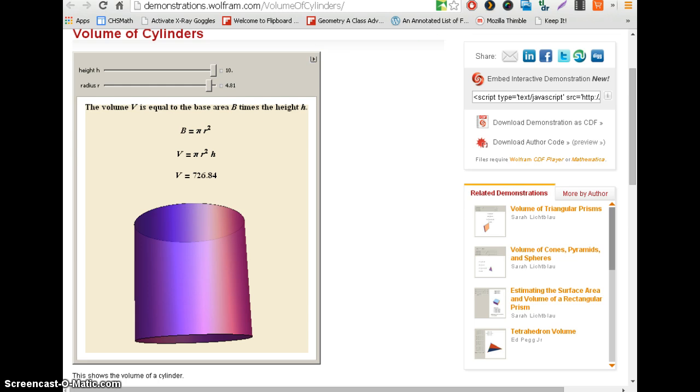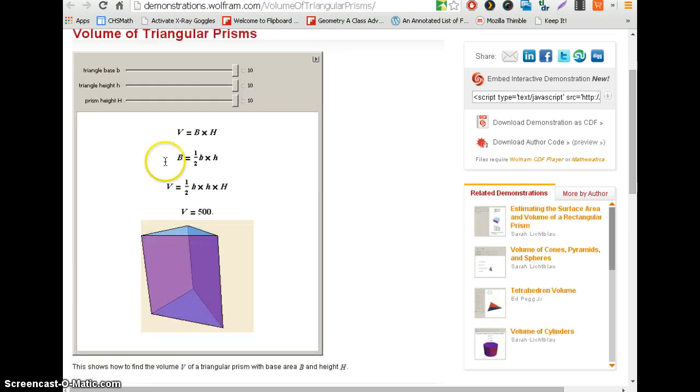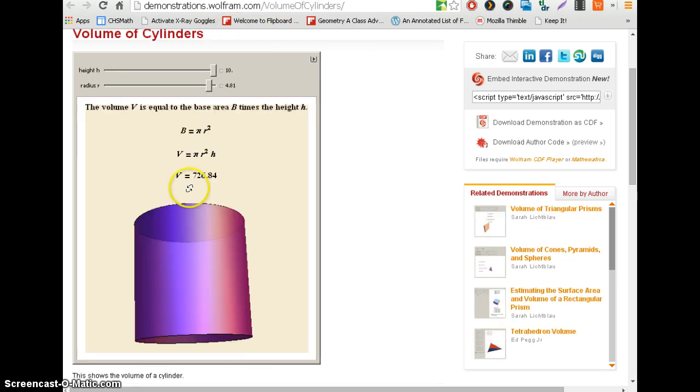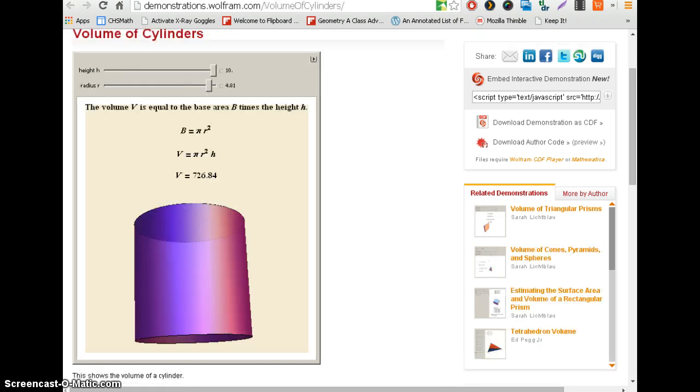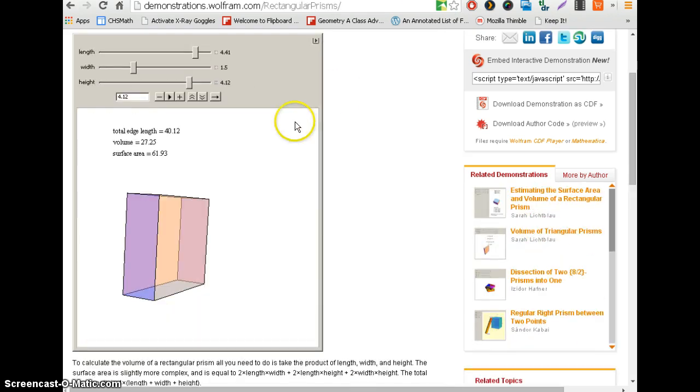So you can see here that the volume formulas for both a prism, which is just equal to base times height, and a cylinder, which is equal to area of the base times the height, are the same. We're just going to find the area of the base multiplied by the height. So they're basically the same, and that's the first part of what you kind of need to understand.